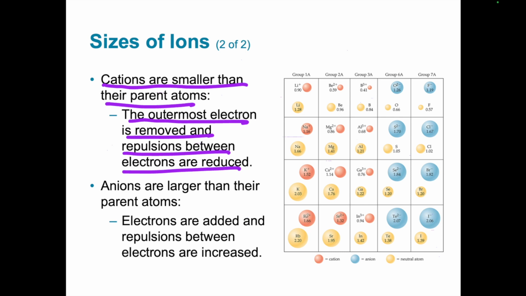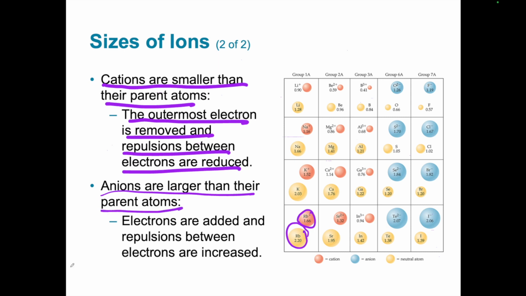Take, for example, rubidium here, which is 2.2 angstroms, and then rubidium's ion is 1.66 angstroms. Much smaller. That makes sense again because you've lost an electron, so there's less repulsion, so it's much smaller.